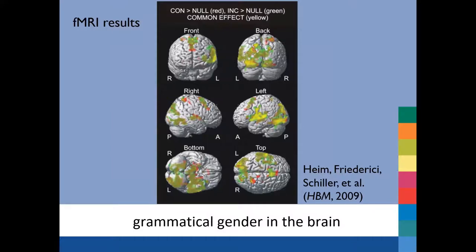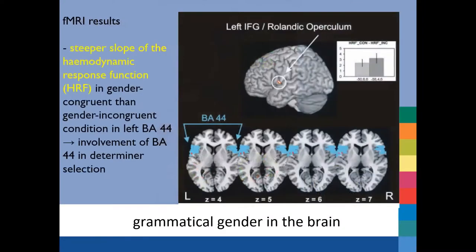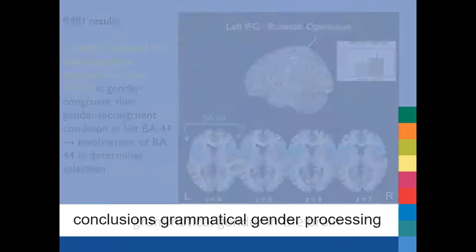What you see here is the brain activity. And when you look at the yellow effects, the yellow color reflects a conjunction analysis of the two conditions versus the control condition. So it reflects the gender processing. And when Stefan looked into the data more precisely, he found that there was a steeper slope of the hemodynamic response function in the gender congruent than in the gender incongruent condition in a particular area of the left inferior frontal gyrus that's marked here, which is in the vicinity of Brodmann area 44.